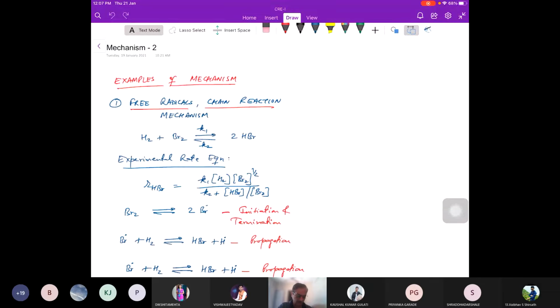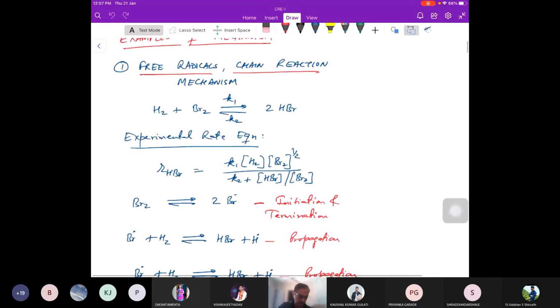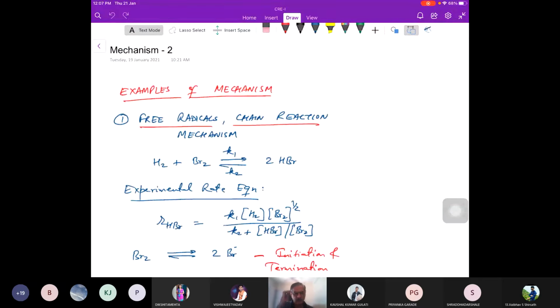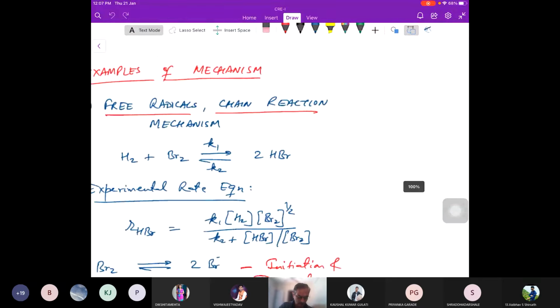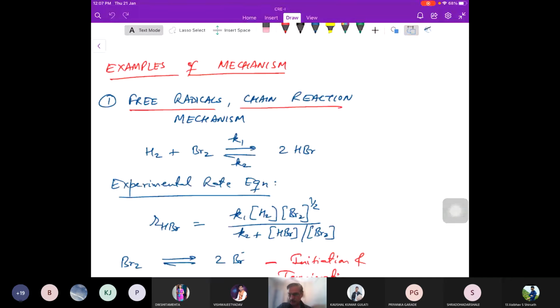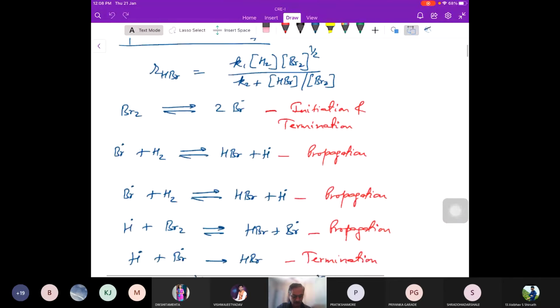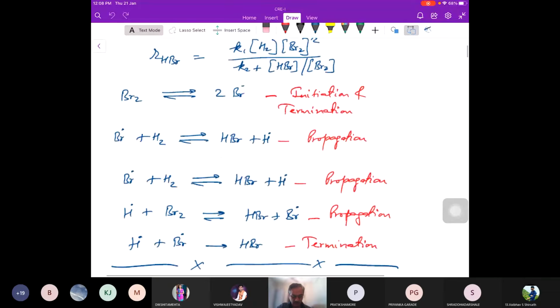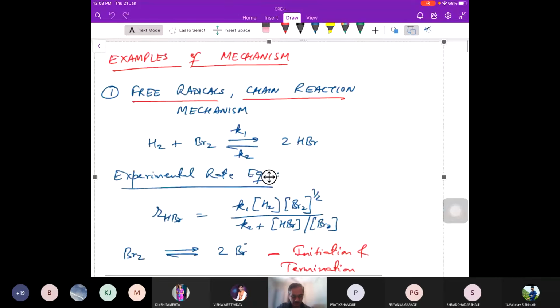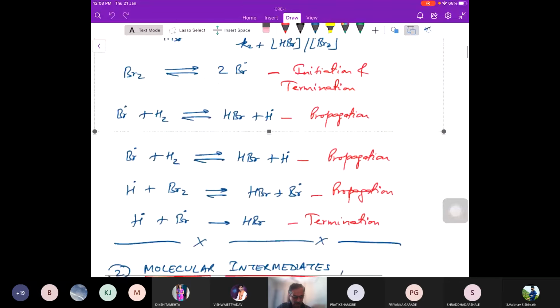So this is what we had seen. I'll not go through each and every step. Just a revision. We had seen examples of mechanism. One was the free radicals chain reaction mechanism, right? Initiation, propagation, termination. It's a chain reaction, right?